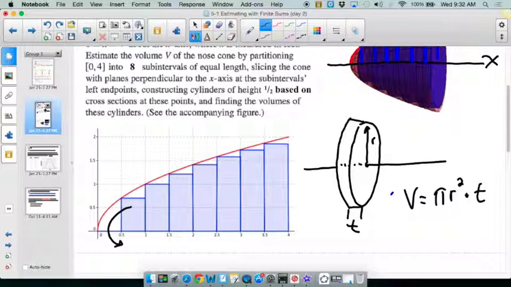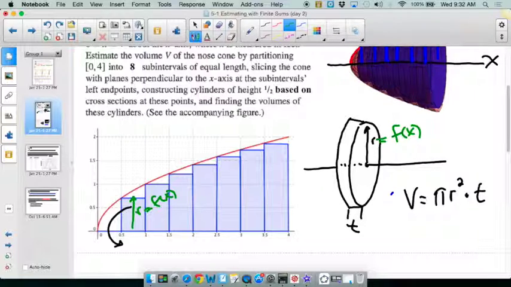So the question is, before we revolve this, before we spin this around, where do we find the radius and the thickness on this graph? If you multiply the radius and thickness by each other, that's the rectangle. So the radius is what part of this rectangle? The height of it. So this radius becomes that function value. That radius is right here.